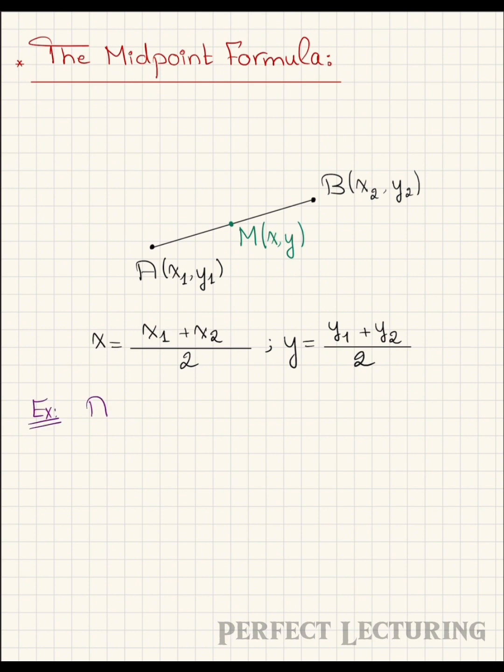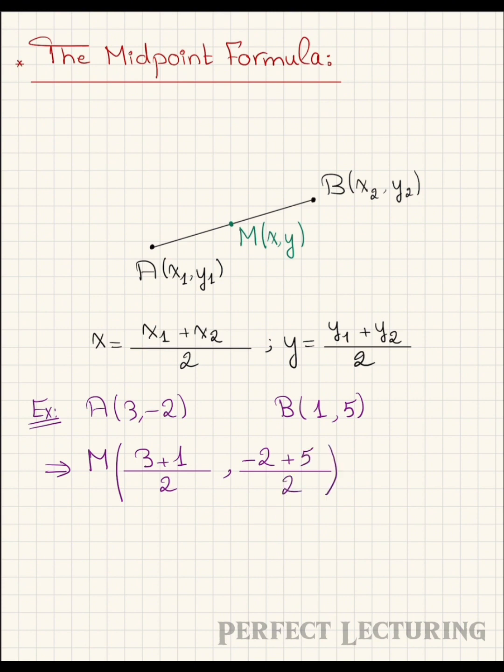Let us do a quick example. If we have A, let's say (3, -2), and B is (1, 5), then the coordinates of M are x of A plus x of B over 2 and y of A plus y of B over 2. Thus, M has coordinates (2, 3/2).